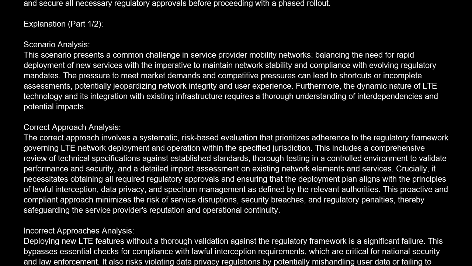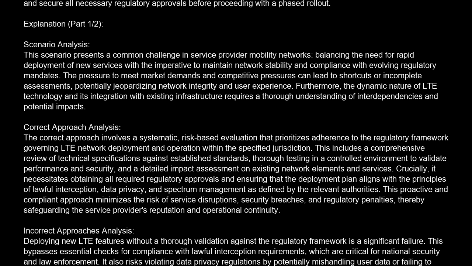Correct approach analysis. The correct approach involves a systematic, risk-based evaluation that prioritizes adherence to the regulatory framework governing LTE network deployment and operation within the specified jurisdiction. This includes a comprehensive review of technical specifications against established standards, thorough testing in a controlled environment to validate performance and security, and a detailed impact assessment on existing network elements and services.